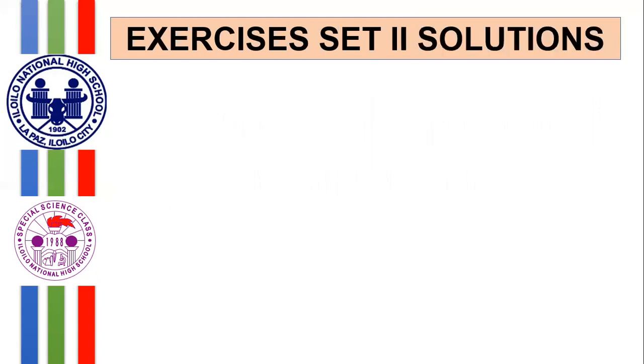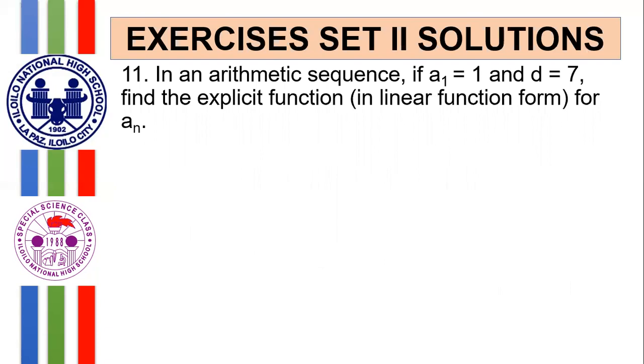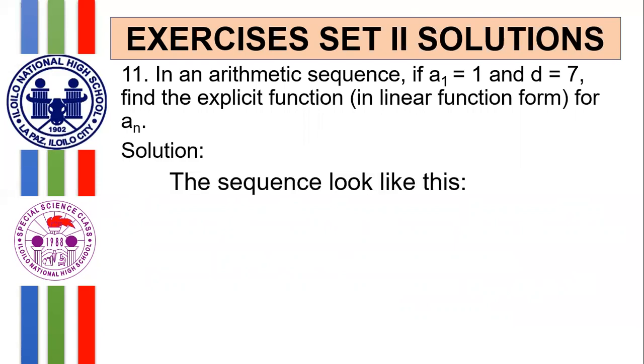Number 11. In an arithmetic sequence, if a sub 1 equals 1 and the common difference is d equals 7, find the explicit function in linear function form for a sub n. So for this one, the sequence would actually look like this. Your first term is 1. Since you have a common difference of d, then recursively speaking, to get the succeeding terms, all you have to do is add the common difference. So 1 plus 7, 8, 8 plus 7, 15, plus 7, 22, 22 plus 7, 29, and so on.